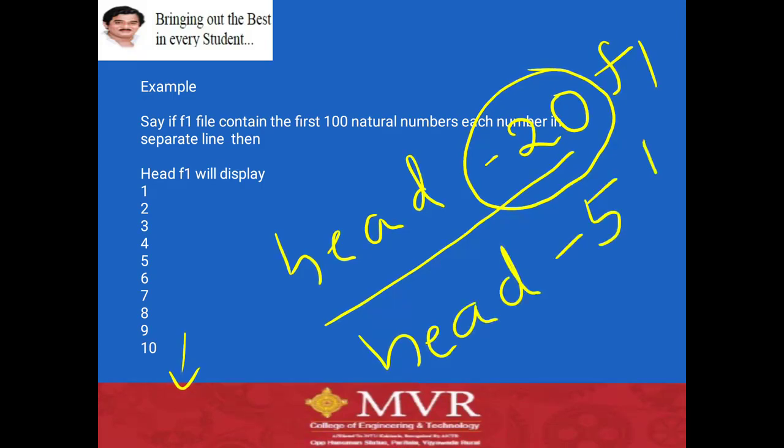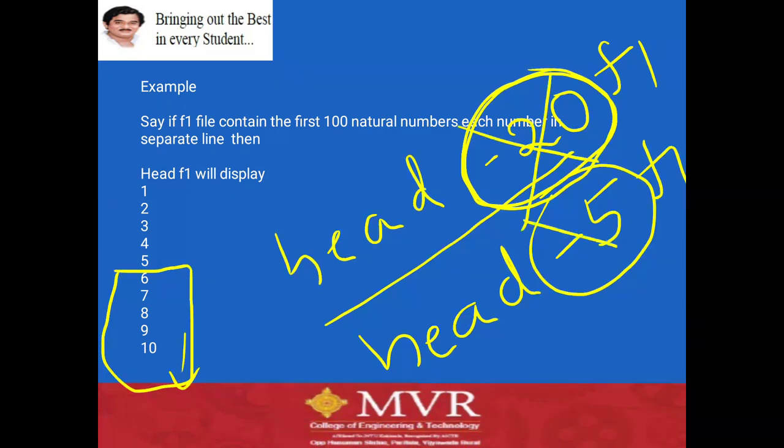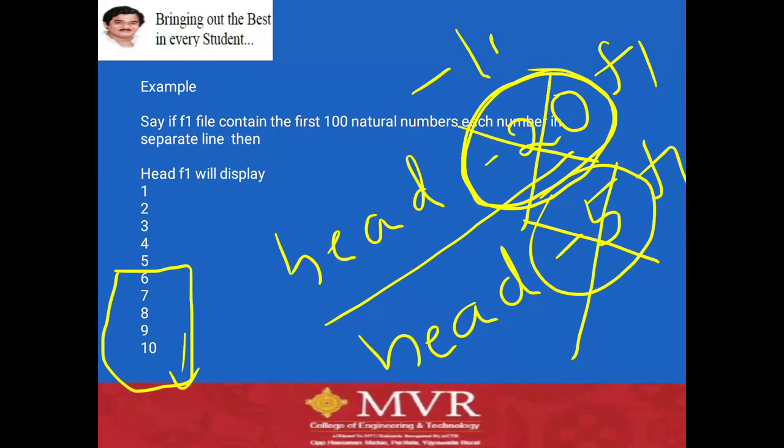Similarly, you can also use head -5 f1. Now it only displays the top 5 numbers, only up to 5. It will not display up to 10. So whatever number you give with the head command, that many lines will be displayed. If you don't specify anything after head, by default it displays -10, that is the first 10 lines of the file. Got it? It is very simple.